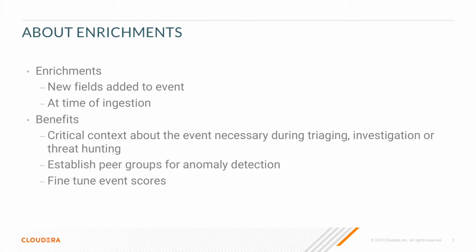Enrichments can also establish peer groups for anomaly detection. For example, enriching an authentication event with a user's job function allows anomaly detection to compare users to other similar users. Finally, context can be helpful when scoring an event. For example, the host enrichment identifies crown jewel servers. Events involving crown jewel servers are scored higher than events from other servers.